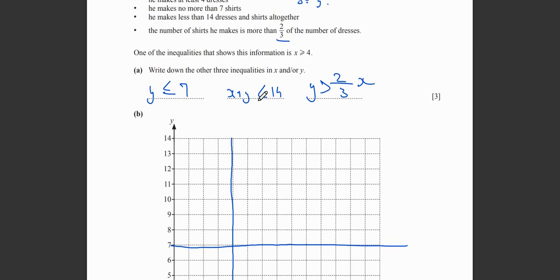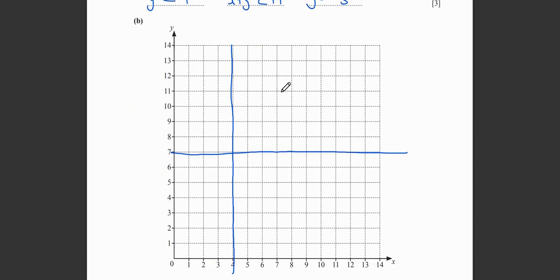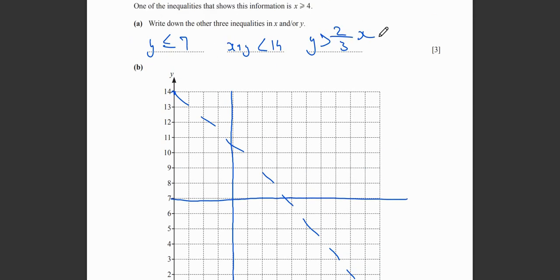Then the question says that x plus y is less than 14, so basically from this 14 to this one, I will just make these shaded lines. And then it says that y is greater than 2/3 of x. Alright, how do we solve this?